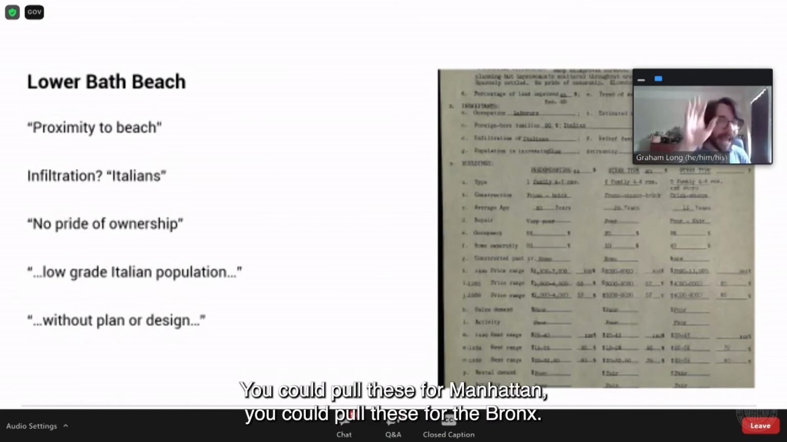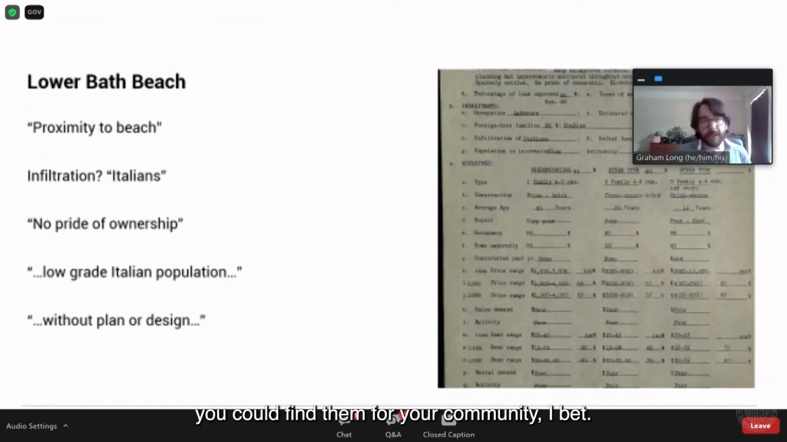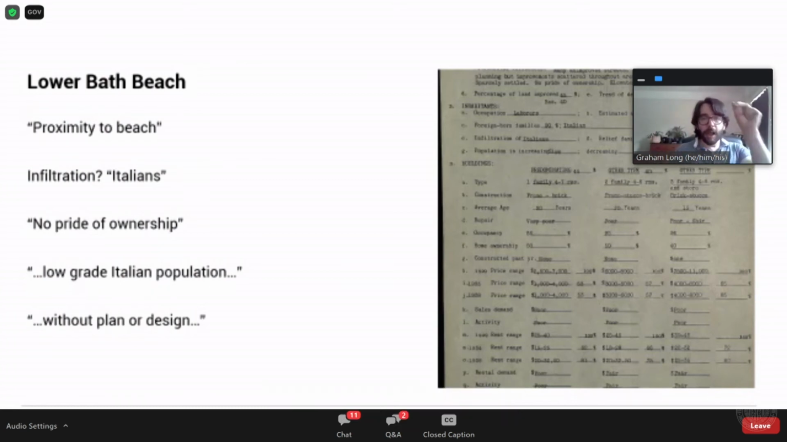You could pull these for Manhattan. You could pull these for the Bronx. You could pull these for Albany. You could pull these from Chicago, for San Francisco. You could find them for your community, I bet. But what they do is they have students use qualitative data and quantitative data to answer questions.